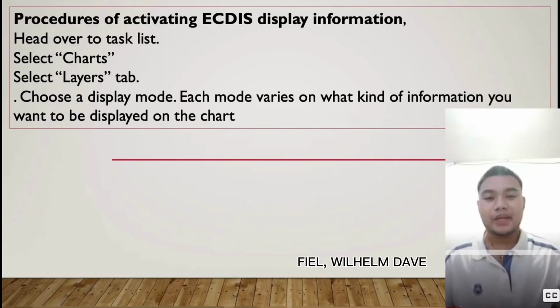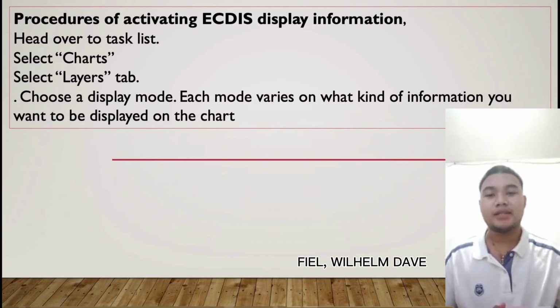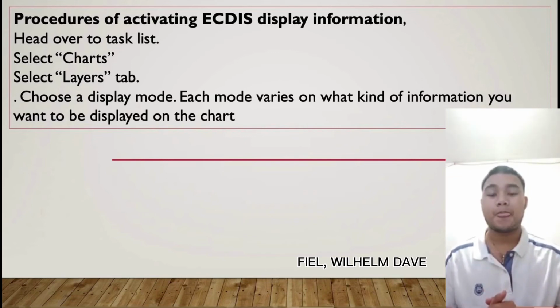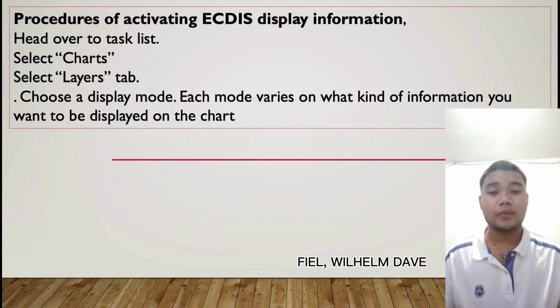Good day, sir. I'm Cadet Fiel Wilhelm Dave A, and today I will be discussing the procedures of activating ECDIS display information. Number 1, head over to the task list. Number 2, select charts. Number 3, select the layers tab. Number 4, choose a display mode. Each mode varies on what kind of information you want to be displayed on the chart. That's all.